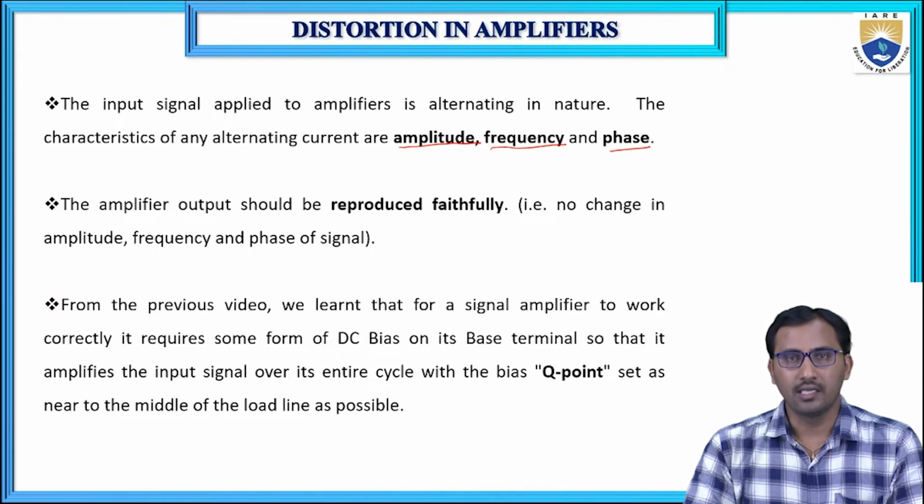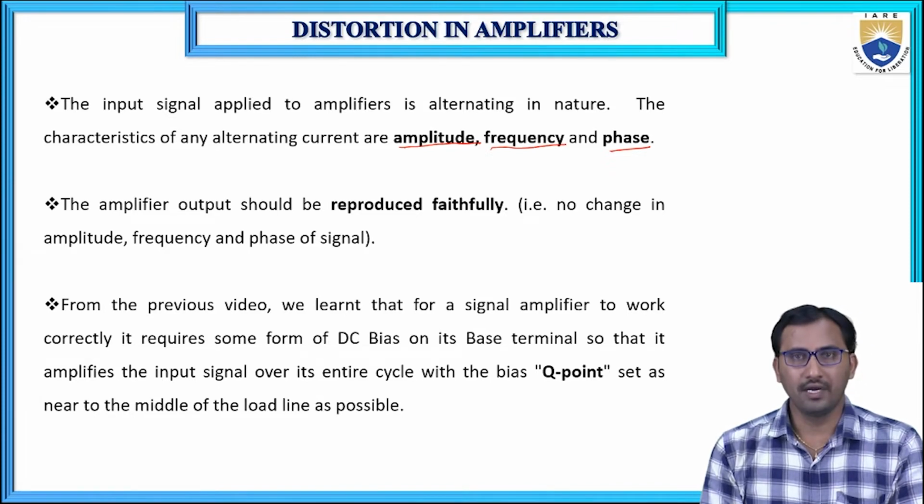That means the amplifier can reproduce the given input signal. Reproduce means the output signal wave shape should be the same as the applied input signal. That is a reproduction of the given input signal. If the output signal shape and input signal shape are not the same, then we can say the output signal is distorted.